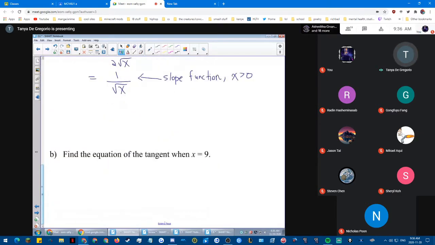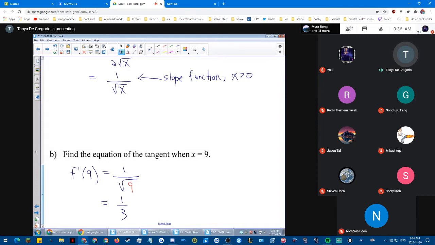Find the equation of the tangent when x equals 9. So now what do we do? Yeah, just plug in 9. That's it. So what you want is your first derivative at 9. That's what you want. So that is the slope of the tangent at 9.